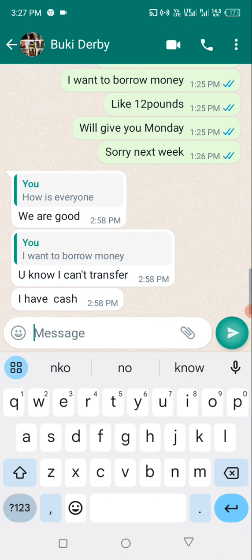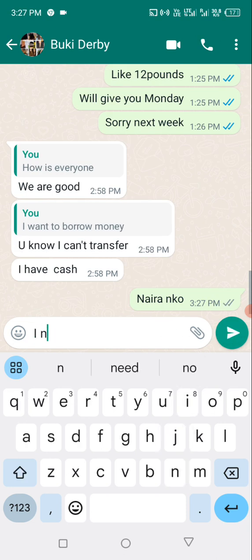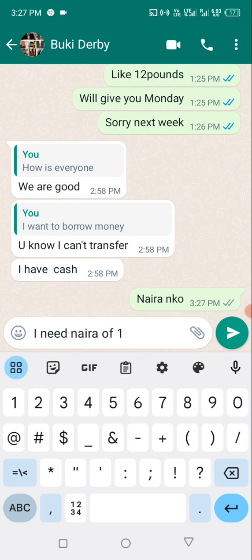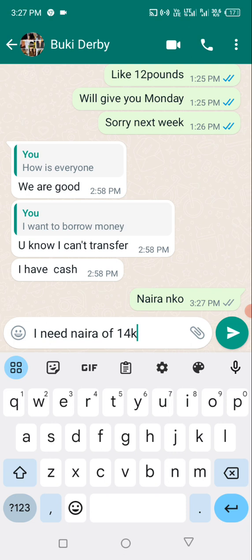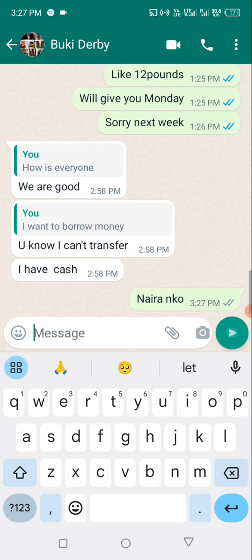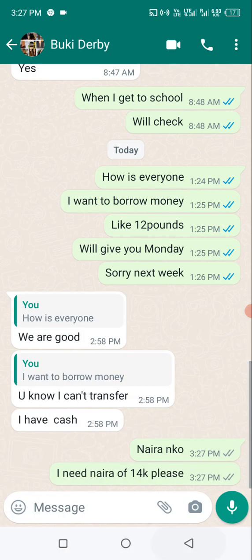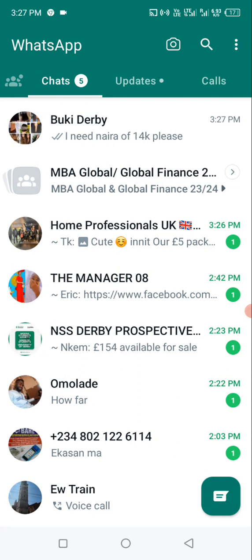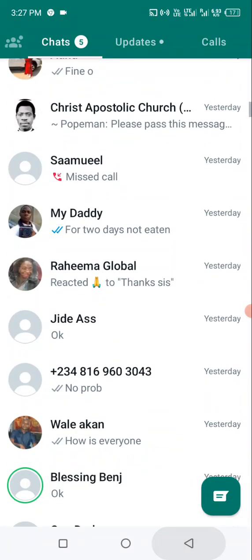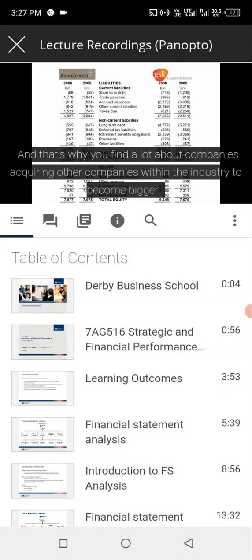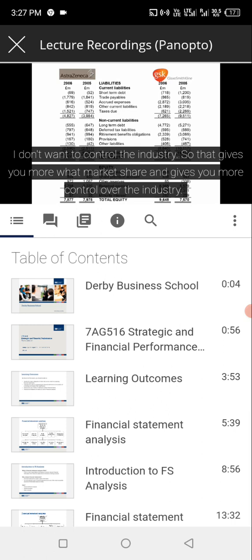Okay. So now we are down to size. That will reflect on the size. So there is nothing fair or not fair about this thing. It depends on your financial strength. That's why you find a lot of companies acquiring other companies within the industry to become bigger. They want to control the industry.